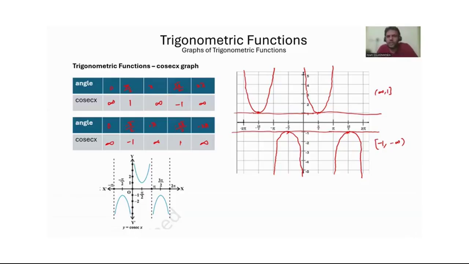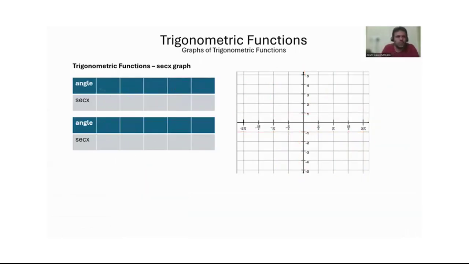Now, look at the secant graph. Secant graph will also be similar, but I think only the position will change. Now, secant is what? 1 by cos x. So 0, pi by 2, pi, 3 pi by 2, and 2 pi. Now, here 0, minus pi by 2, minus pi, minus 3 pi by 2, and minus 2 pi. All right. So what is cos 0? Cos 0 is 1. Then secant 0 is also 1.